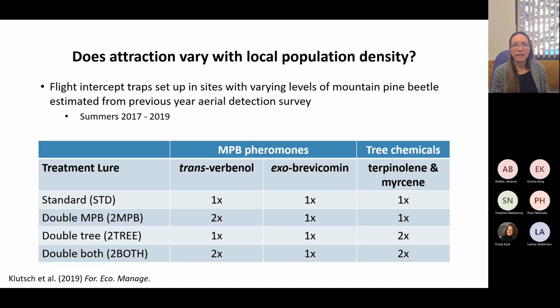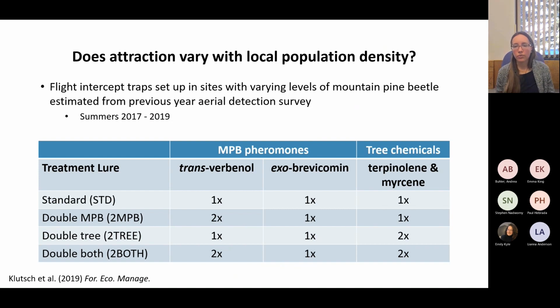So we wanted to investigate that more in Alberta. We set out to look at whether attraction varies with this local population density. Again, we were trying to find the best lure that the province and companies can use to monitor mountain pine beetle while they're in this novel Alberta habitat and at low populations. So we did this factorial design where we altered the amount of the beetle-produced pheromone, the trans-verbenol, and the amount of tree chemicals, so myrcene and terpinolene.